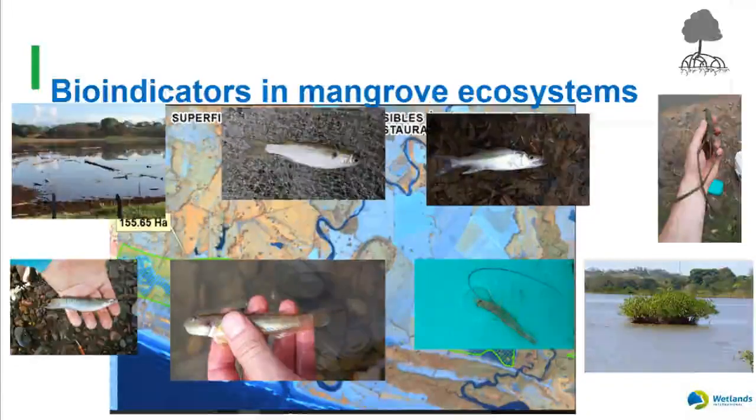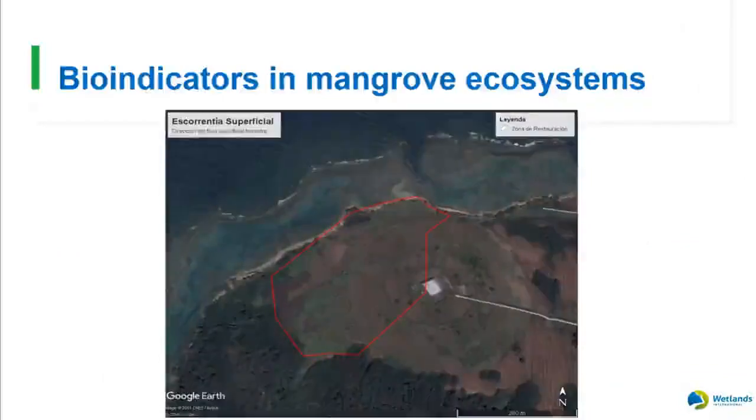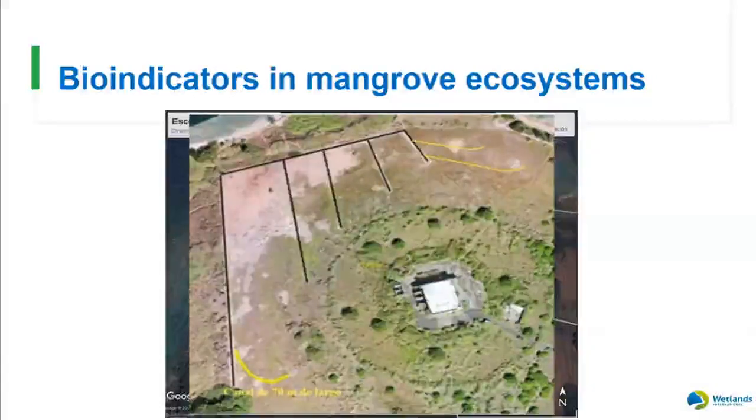If you can go to the next slide now. This is another case with mangroves. It's an area in the Caribbean, La Galeta. In this first slide, we see the area that's outlined. Let's move to the next image, where we have the area with a series of water channels we did.